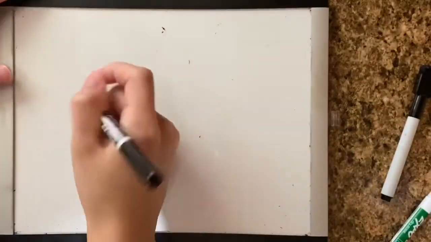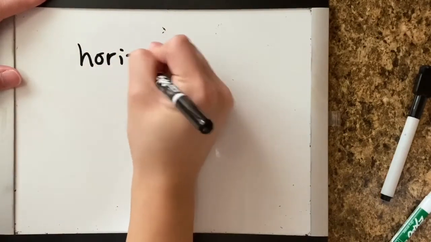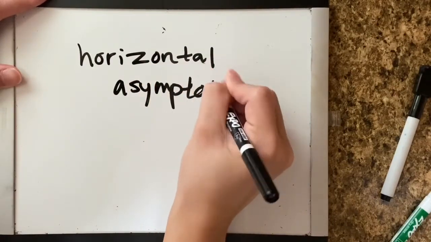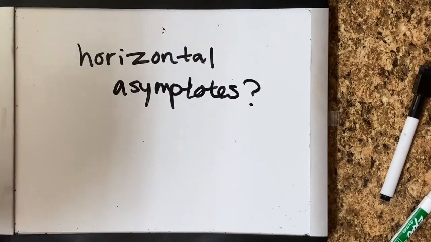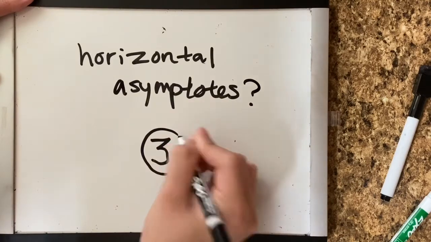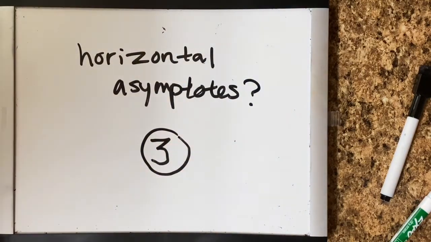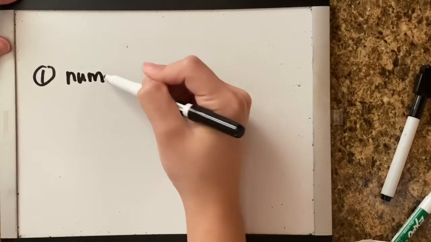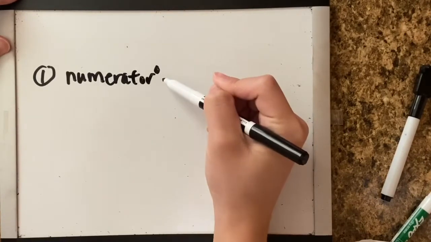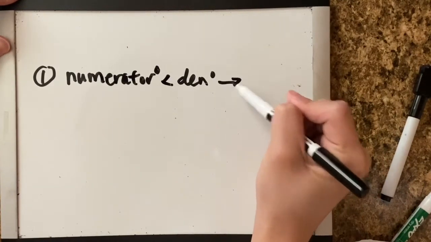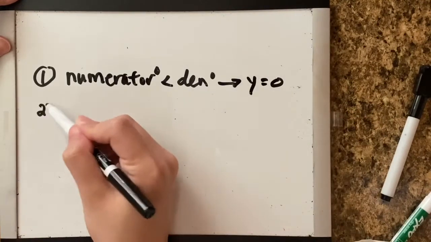But what about horizontal asymptotes? Well, horizontal asymptotes are a bit trickier because they involve both the numerator and the denominator. You have to remember three rules for finding the horizontal asymptotes, but don't worry, they're super simple and I'll guide you through them. The first rule is that if the degree of the numerator is smaller than the degree of the denominator of that function, then y equals 0. So your horizontal asymptote will be 0.